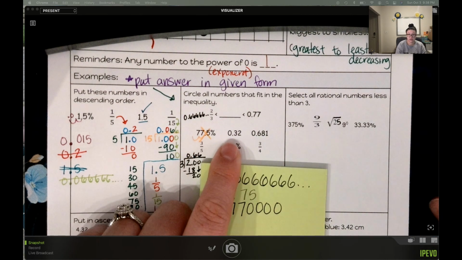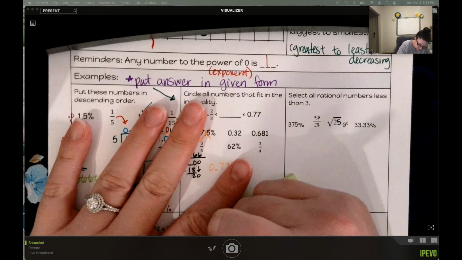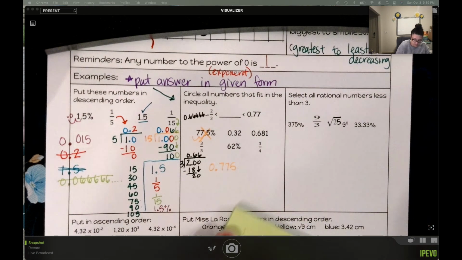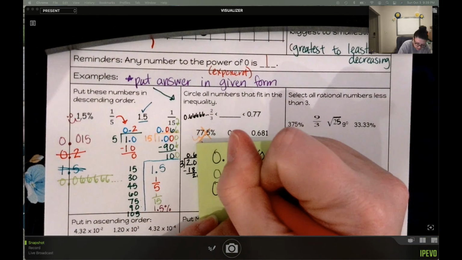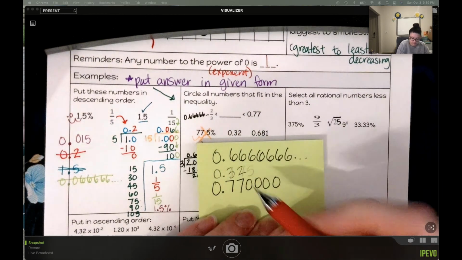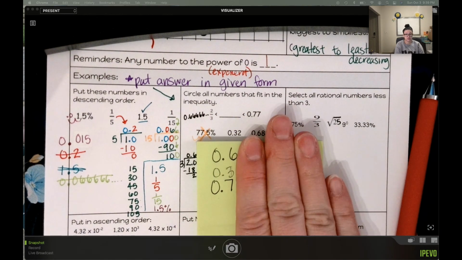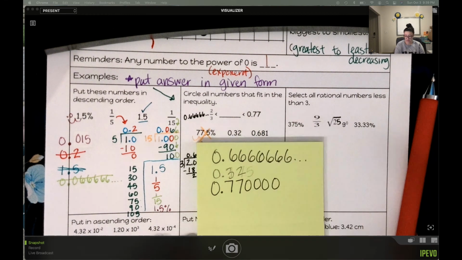Our next one, 0.32, they were nice for us. It's already in a decimal. 0.32. Is 0.3 between 6 and 7? That one doesn't work.